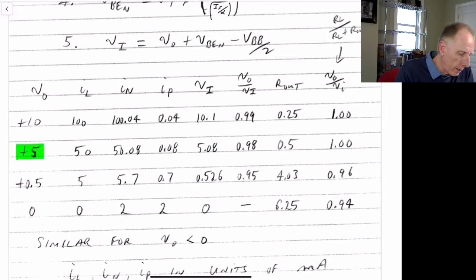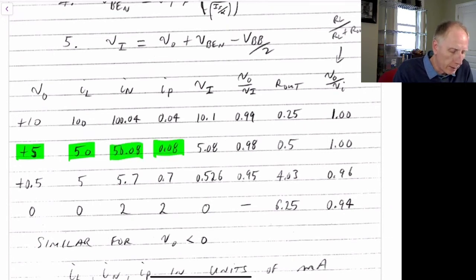Then we can reduce Vout. The load current becomes 50 milliamps. I sub N becomes this. I sub P increases a little bit, not too much. The input voltage is now 5.008, and our small signal gain is still around 1.